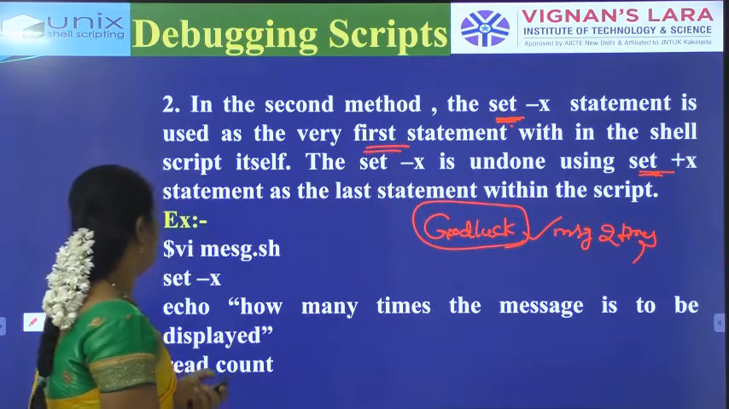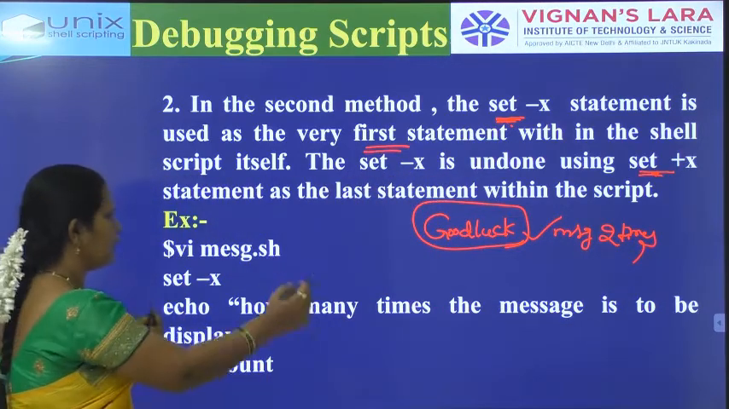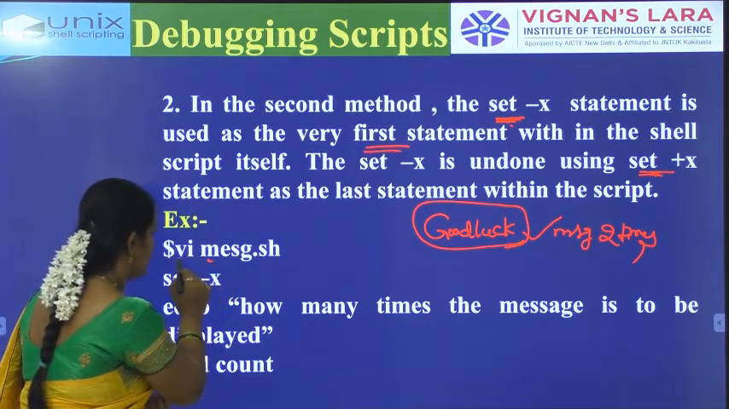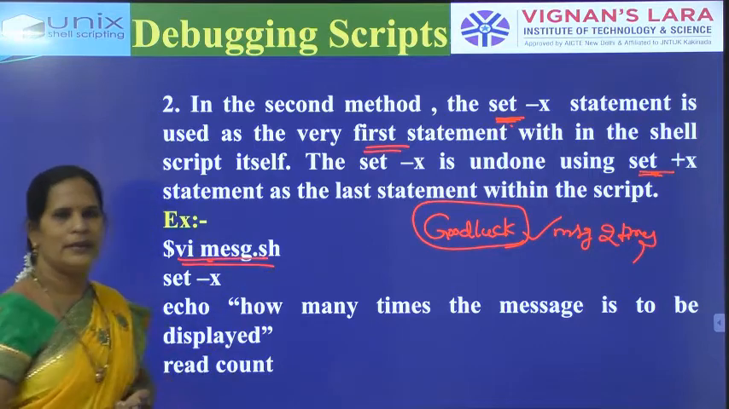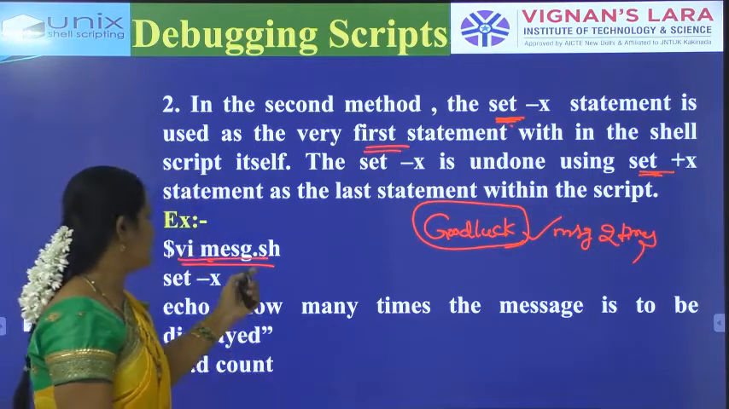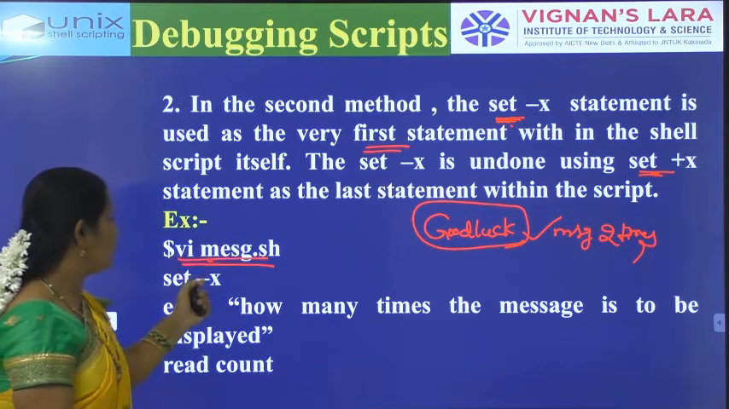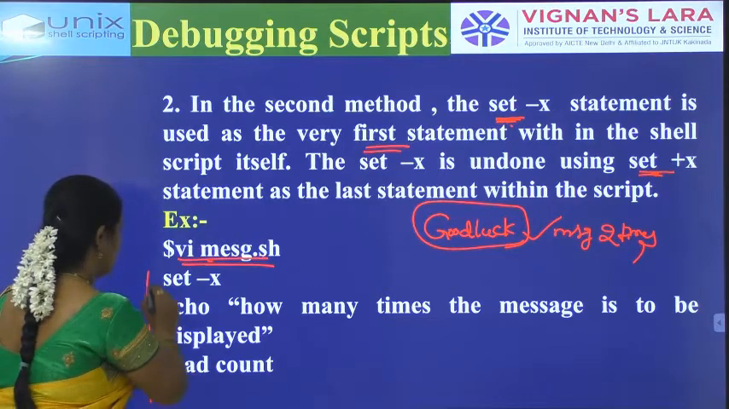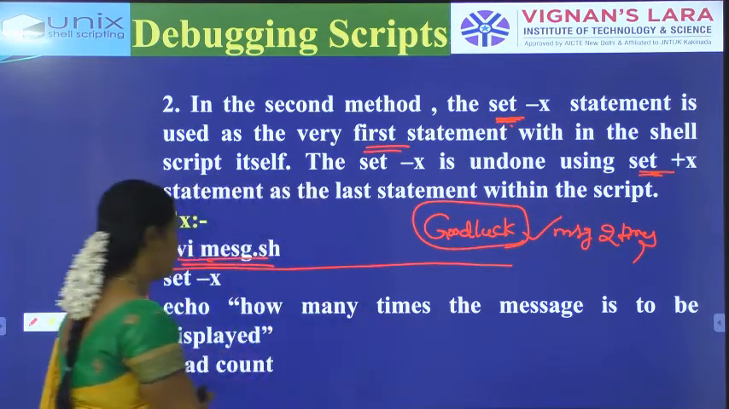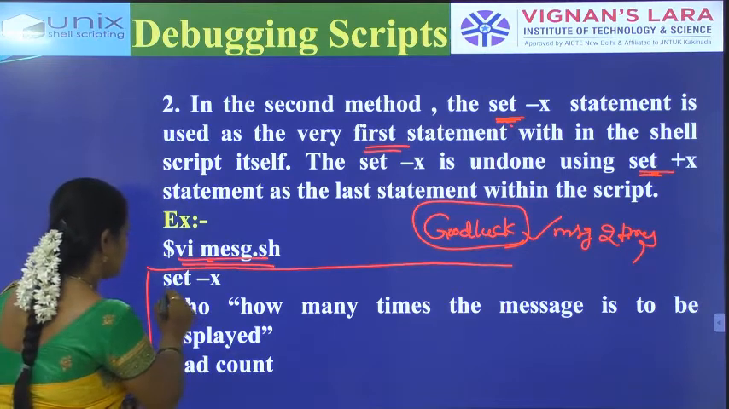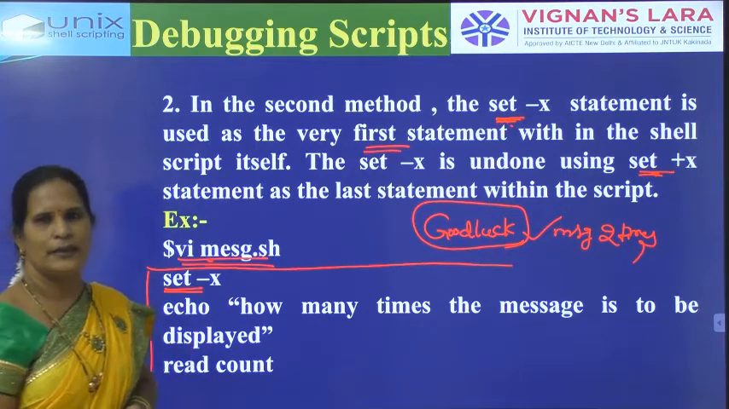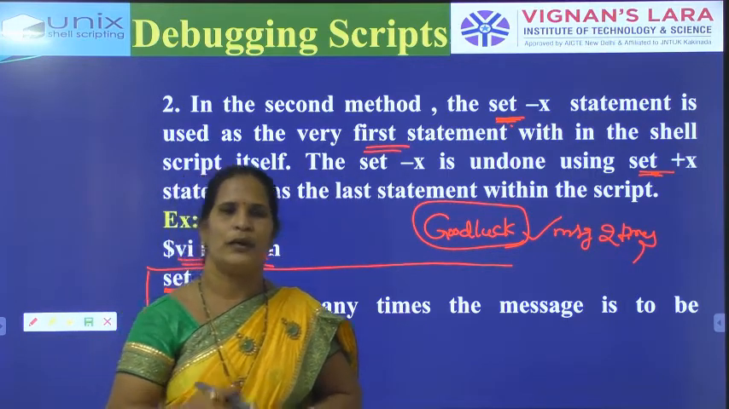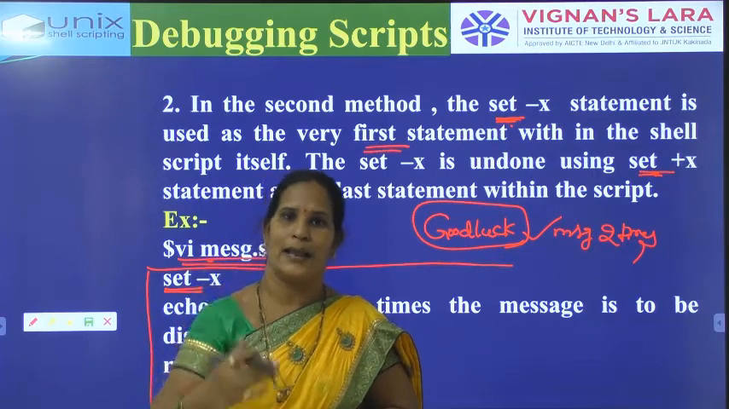So first what you have to do? First you have to create a program. So here I created the program: vi space messg.sh. messg is the file name, .sh is the extension. Then it will display one editor. Within the editor I am typing the code. In the first line of the shell script I am going to specify set space -x. If we specify set -x, then it will show the execution of statements line by line.